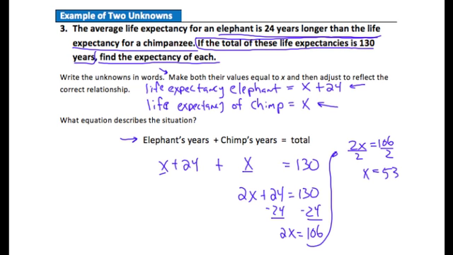Now, most of the time when we solve a problem, we find x, we're done. But that's not the case here. x is just a tool that we're going to use to find the answer to our two questions, our two unknowns. And x is actually the life expectancy of the chimp because we have it written right here. So we could say, if we look at this, that's how long the chimp lives. That's what we found when we found x. So we could say the chimp lives 53 years.